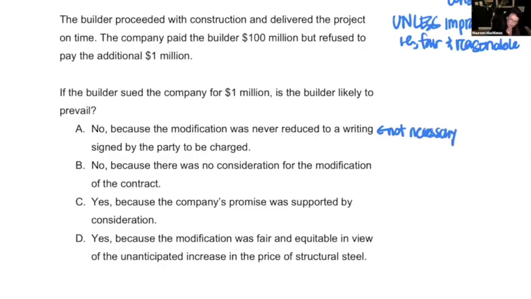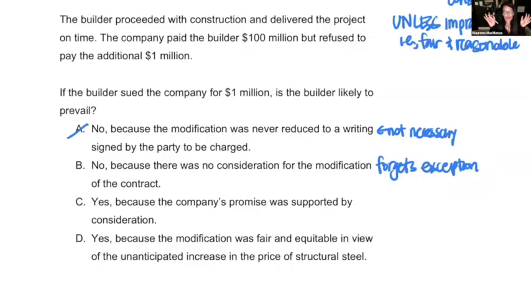B, so I'm going to cross that. No, because there was no consideration for the modification of the contract. This is forgetting about the exception. Wow, writing on an iPad is a little slippery. Forgets the exception. And so if you miss that, you would grab your flashcard for modification, the UCC and common law, and make a note.